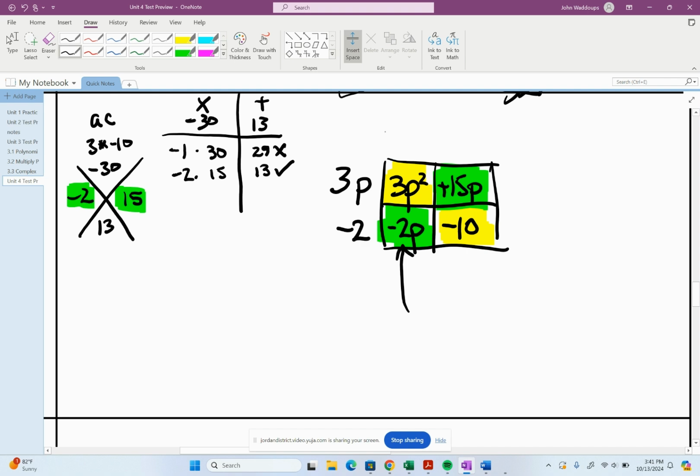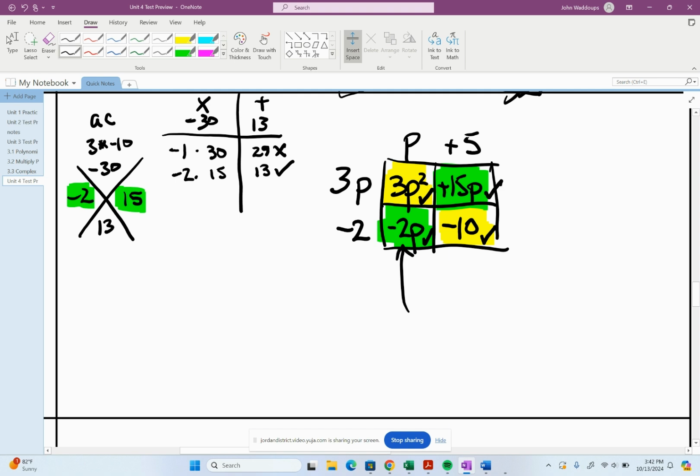And then for this row, 3p squared minus 2p, 3 and 2 are both prime. They don't share anything, but they both have a p. So I'm going to take out that p. And then 15p and 10, I know they're both multiples of 5 because they both end in either a 5 or a 0. So I'm going to put plus 5 there. And then I'm just going to double check. I know that 3p times p is 3p squared. Check. P times negative 2 is negative 2p. Check. Negative 2 times 5 is negative 10. Check. And 3p times 5 is 15p. Check.